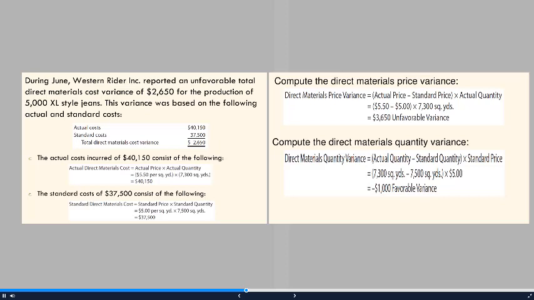When we combine our material price variance of $3,650 unfavorable with our material quantity variance of $1,000 favorable, we would get our total direct materials cost variance, which is $2,650 unfavorable.